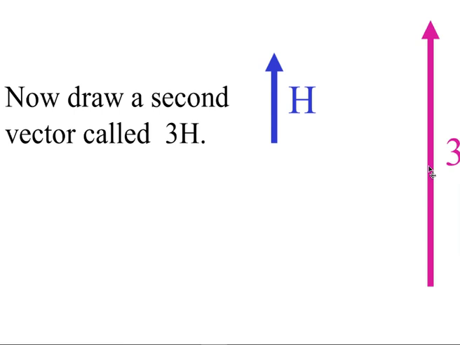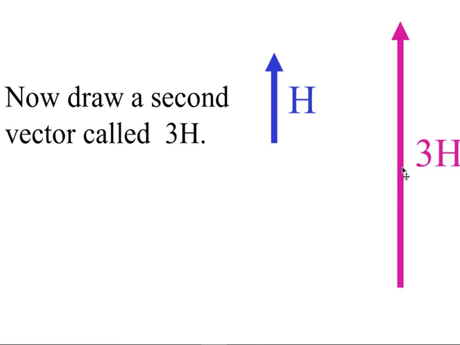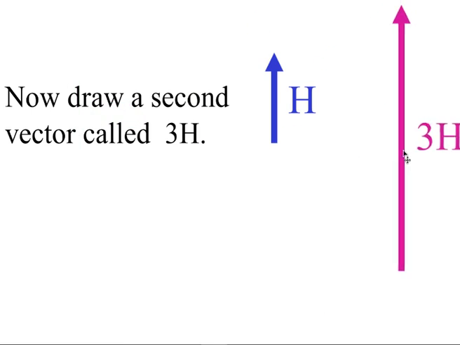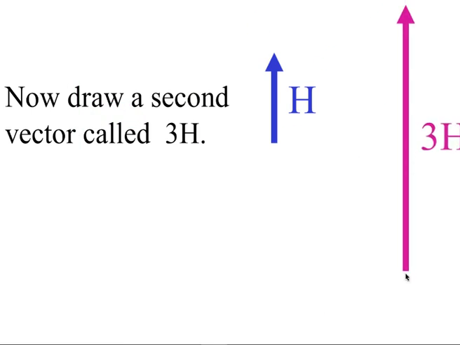And I would hope that what you had drawn was a vector like this. Where you draw it, of course, doesn't matter. But it does matter that it be going in the same direction as H and that it be 3 times as long. Because when you did that, you showed an intuitive understanding of vector addition. That you took 3H to mean 3 times H, but what 3 times H means is H plus H plus H.